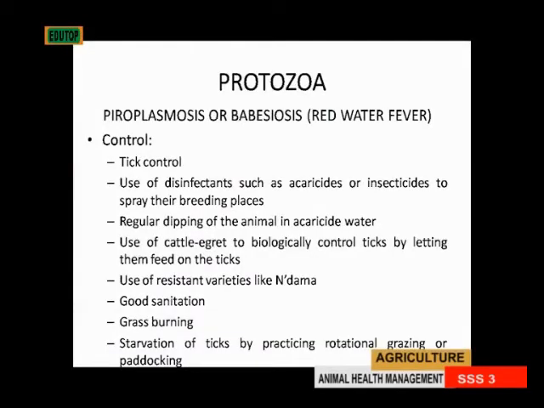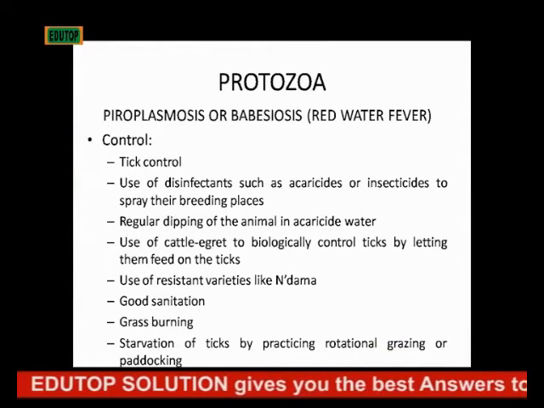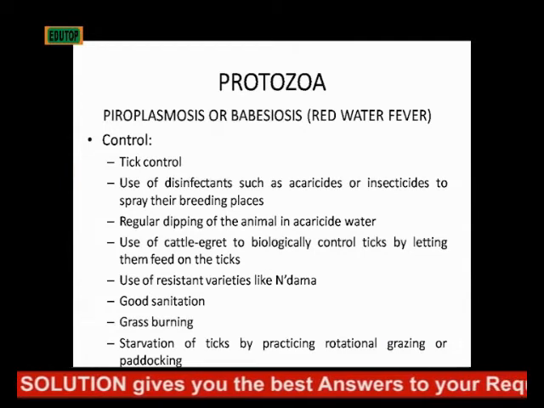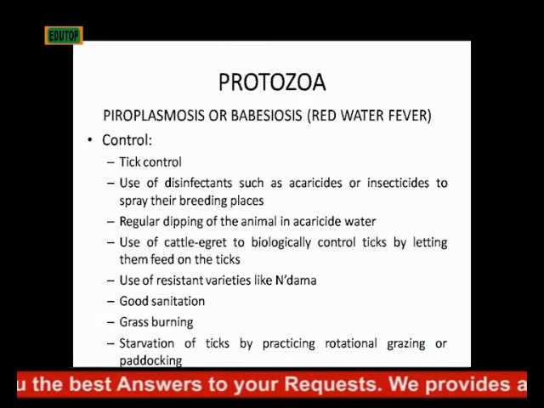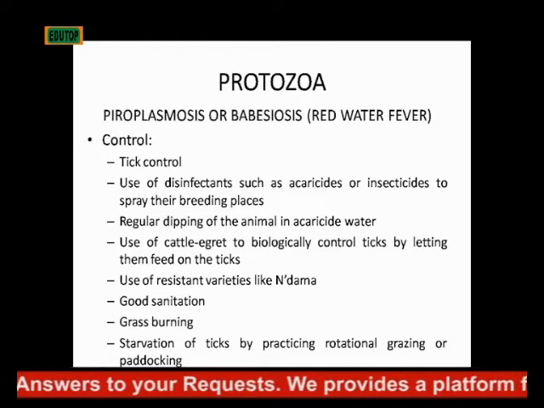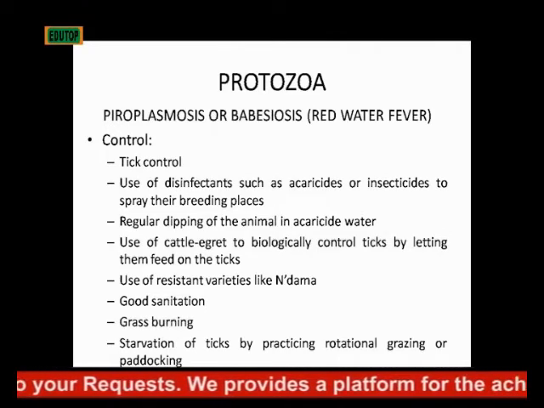Then you use resistant varieties like N'Dama. So you raise resistant varieties. You don't just rear any kind of cattle. Rear resistant varieties, the kind that can resist a variety of diseases. N'Dama is an example.